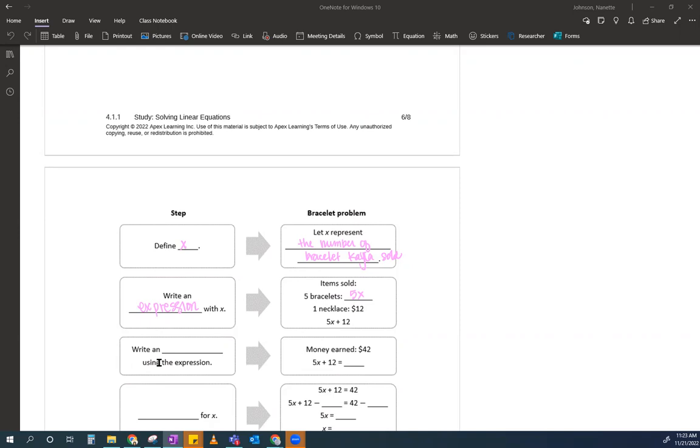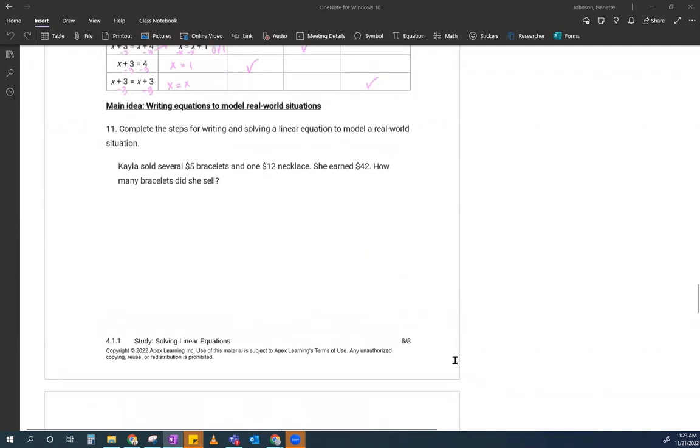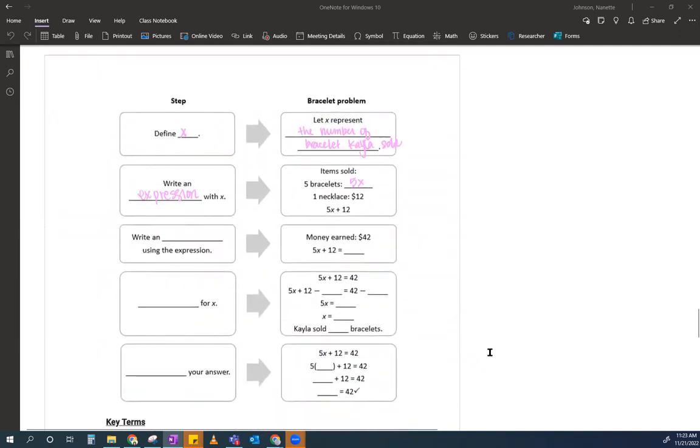And the way we do that is we say the money earned is going to be 42. Remember, that's what they told us. She earned $42. So you're just going to put the 42 on the other side of that equal sign. So now that we're done, now we have an equation. Now we could just solve for x. That's what we've been practicing this whole time. So we're going to solve for x.